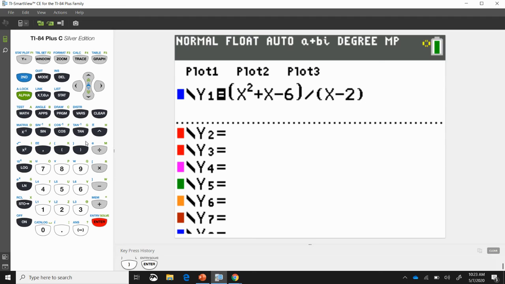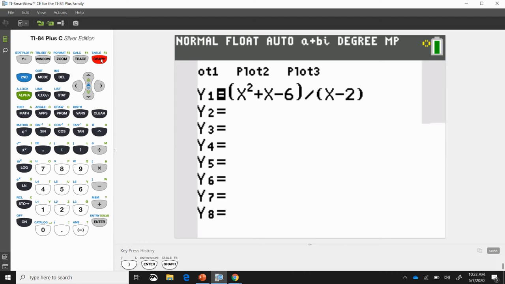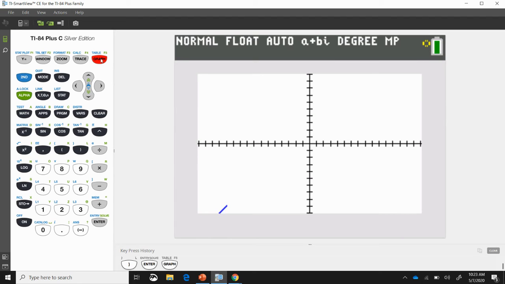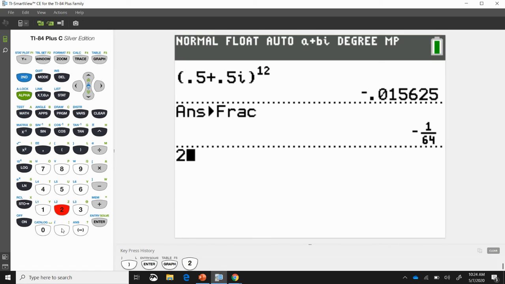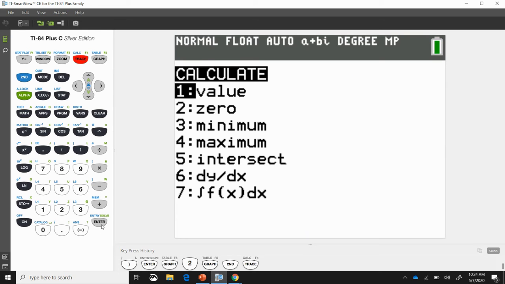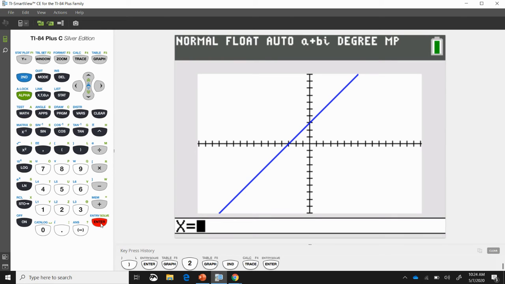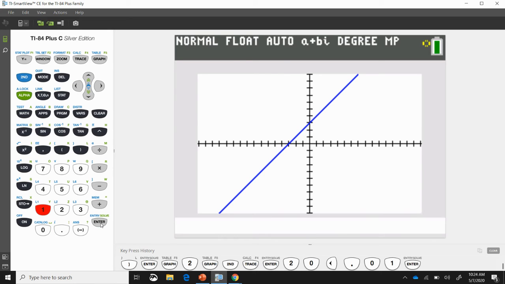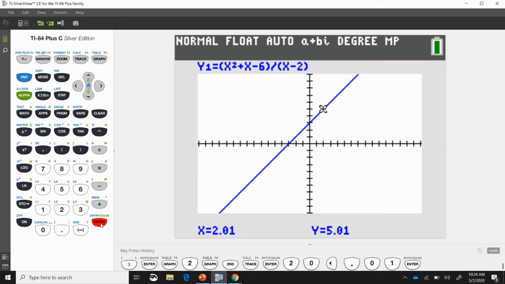Granted, if we were to graph this, it would look like a straight line because there's a hole in this graph right at 2. That would be looking at it graphically, but if I want to just plug in numbers, I can type in 2.01, and we can see that that's 5.01.